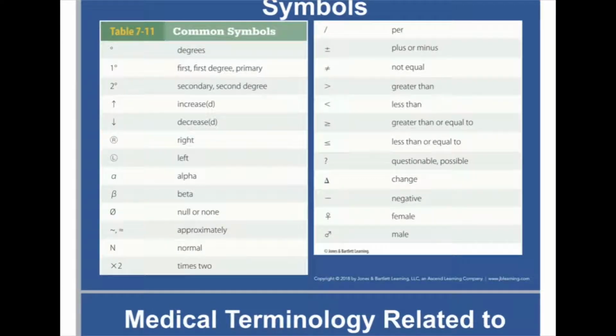So here's a couple tables of some common abbreviations that are used. I think really the only symbol I'll see used is this degree symbol up here. I believe on the computer it's Alt 248 that is the code for it. I'll put first or primary or second degree. But really, I think that's the only symbol that I frequently use.